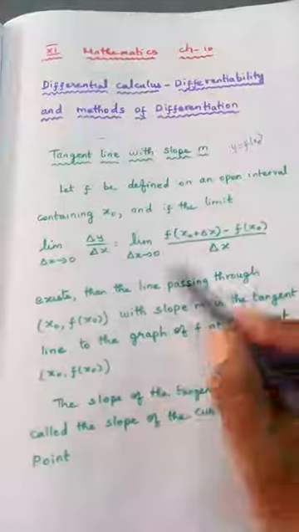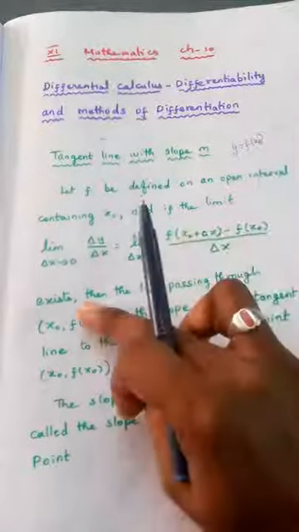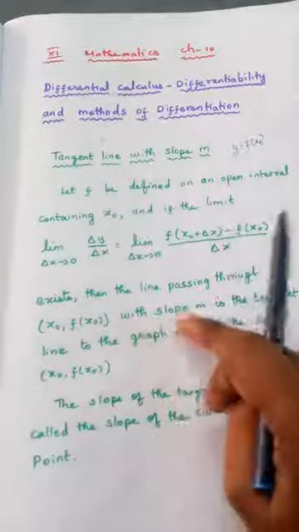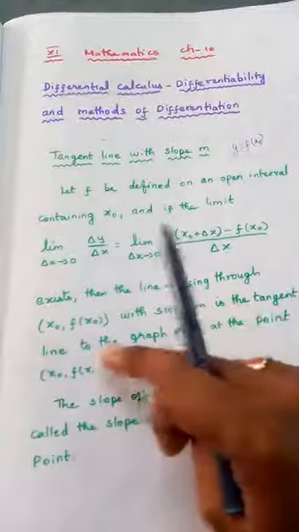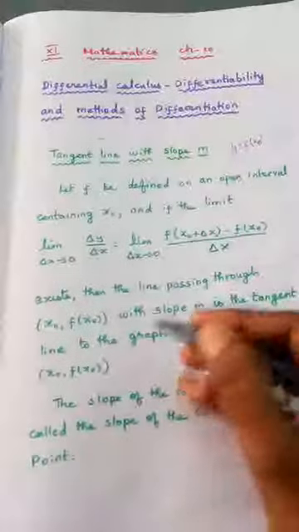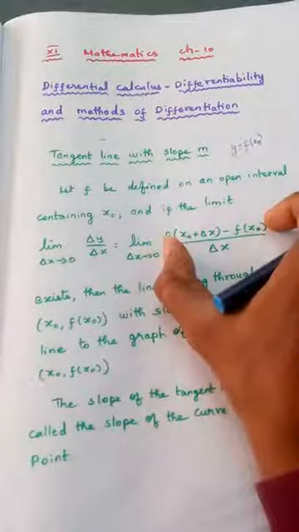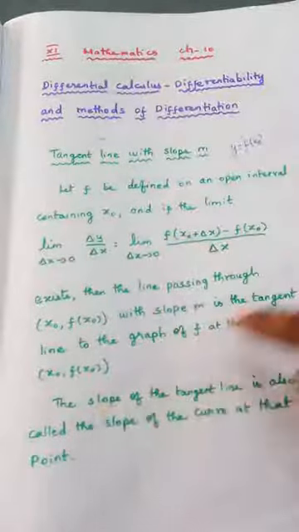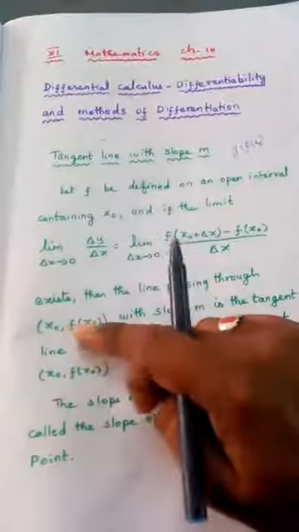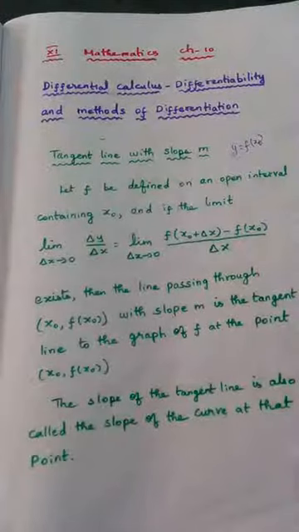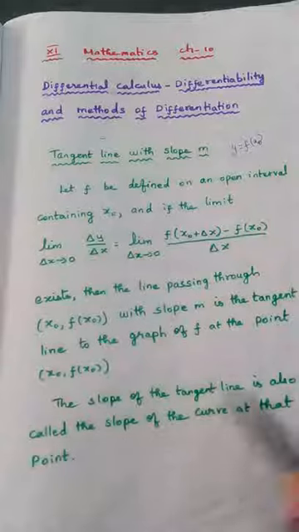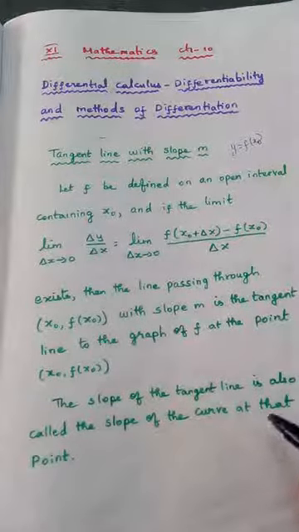Suppose this limit exists, then the line passing through the point x naught comma f of x naught with slope m is the tangent line to the graph. Even if you don't understand, no problem, because what they are telling us is that this is the slope of the tangent, then that line must be a tangent line. Since this is the slope of the tangent, the line which passes through this point must be the tangent line for the graph. So the slope of the tangent line is also called the slope of the curve at that point.